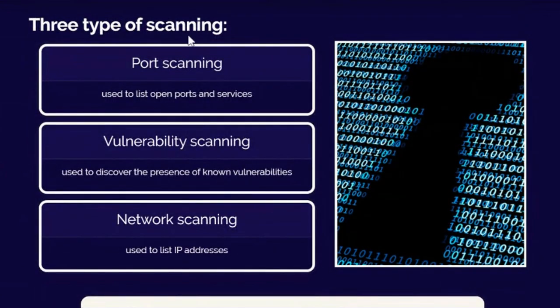Three types of scanning. So there's port scanning, which is used to list all the open ports and services, because your computer's not using 100% of everything that's connected to it. So they're checking to see what's open. Vulnerability scanning is used to discover the presence of known vulnerabilities. And then network scanning is used to list IP addresses so they know what all's connected to your network.